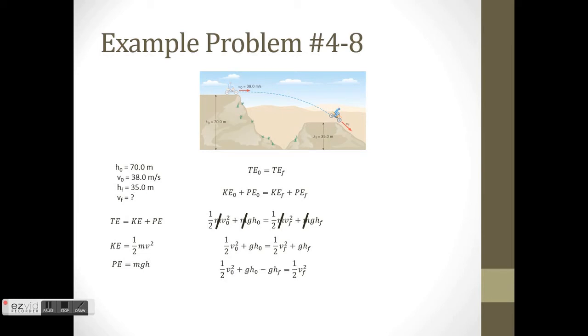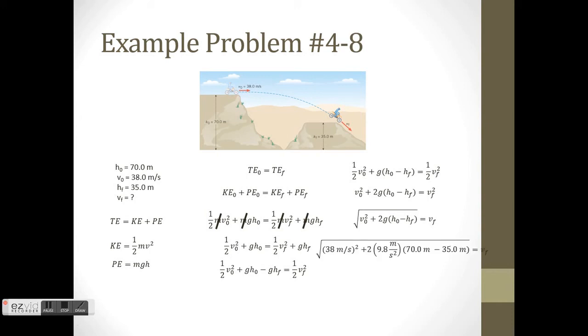So now I'm going to solve for v final. Subtract gh final from both sides. Do a little bit of algebra. I'm going to make it g times h initial minus h final. Multiply everything by 2. So I get v initial squared plus 2g times h initial minus h final equals v final squared. It's worth pointing out at this particular point that this is v initial squared plus 2ax equals v final squared, what we already saw way back in the toolbox equations. Square root both sides. Plug in my numbers to calculate v final, and I get 46.2 meters per second for v final.